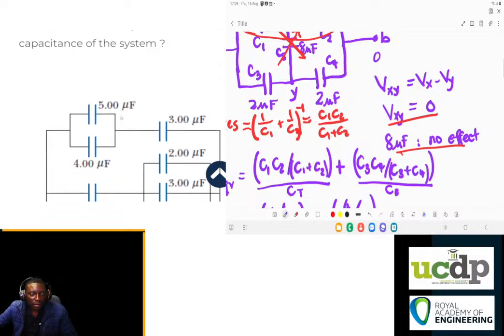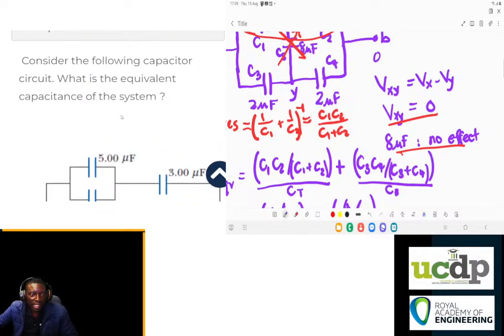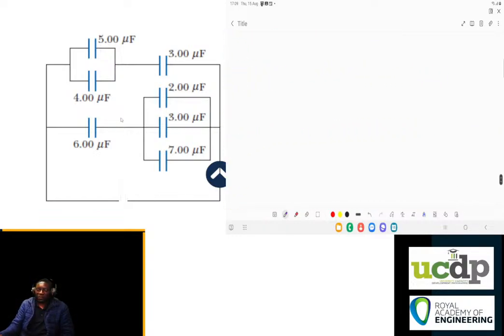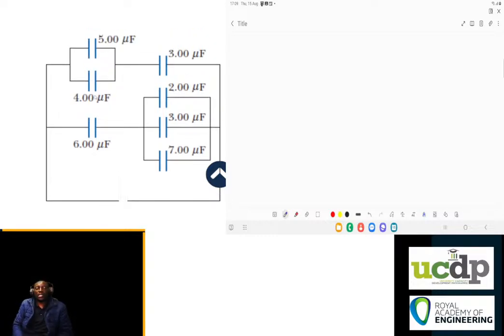Then here's another one. Consider the following capacitor circuit. What is the equivalent capacitance of this system? So where do we start? Where do we start to simplify this problem? Where should we start? So there should be a part which is easier to eliminate.